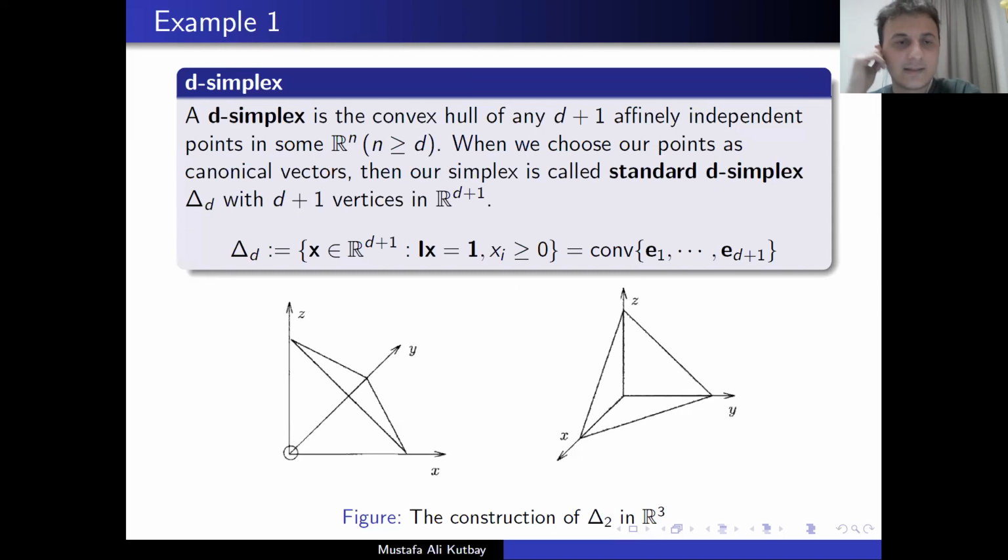And the D-simplex is something which can be obtained by translating these shapes. I mean, a shape is a D-simplex if and only if you can find a standard D-simplex such that these two shapes are affinely isomorphic to each other. It is an important example. We will use that later on.